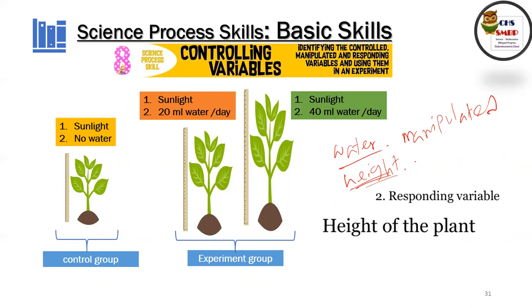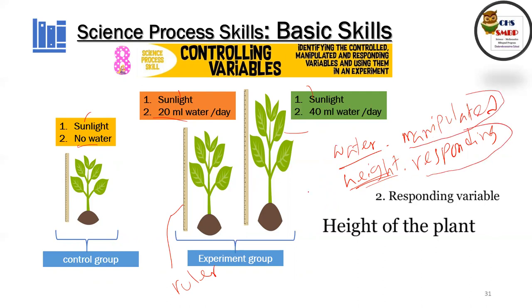So height will be the responding variable. What is the instrument in this experiment? The instrument is a ruler, right? And then you also see sunlight, having the same amount of sunlight, and the same temperature but having different amounts of water. So now you understand how to identify a manipulated variable and how to identify the responding variable, right?